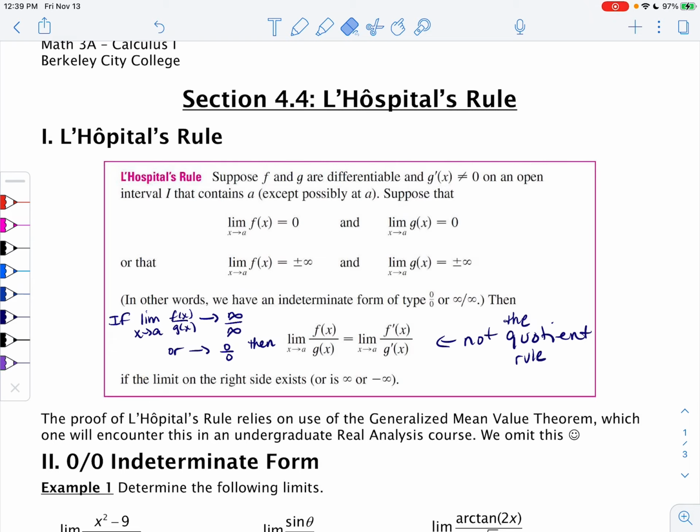We can use L'Hopital's rule to calculate the limit, but only if the limit of f of x over g of x goes to infinity over infinity or 0 over 0. That's when we can employ the rule, which says that the limit of f of x over g of x will equal the limit of the derivative of the top over the derivative of the bottom. So please note that that is not the quotient rule.